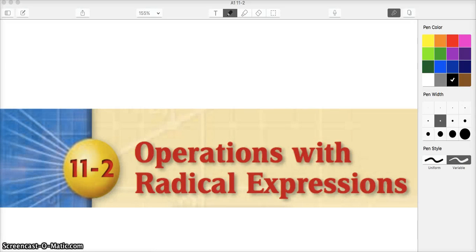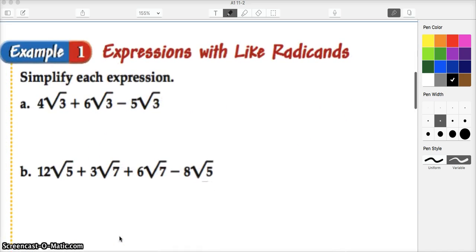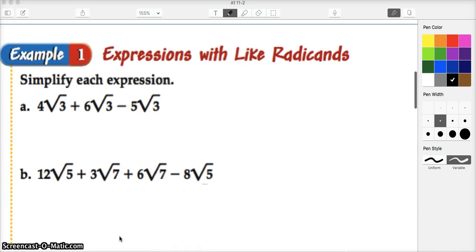Hey Algebra 1 friends, here we are working on operations with radical expressions. And what you're going to find is that radical expressions are a lot like variables. So when I do these problems, I sometimes literally go, oh, well, this is kind of like an x, and this is like an x, and this is like an x. And I would treat this like joining like terms together.